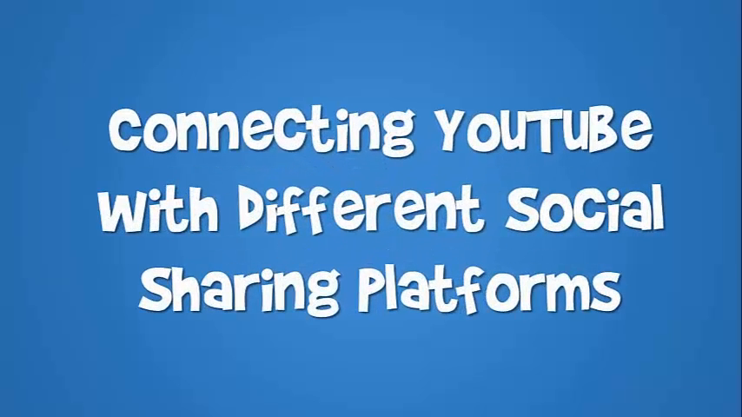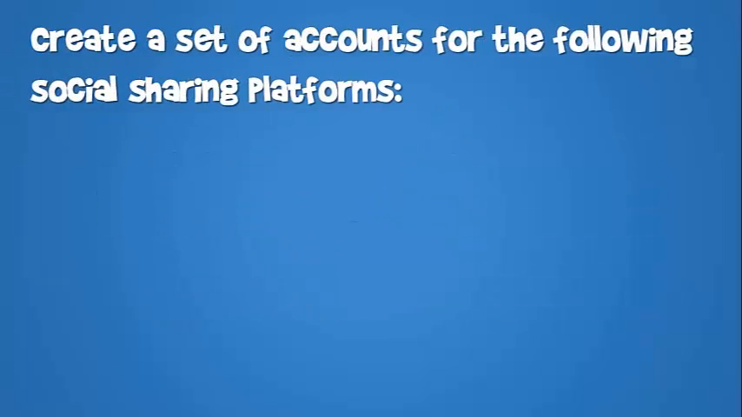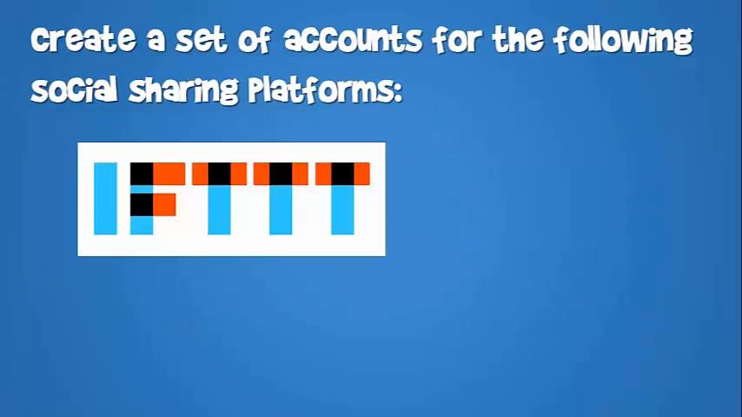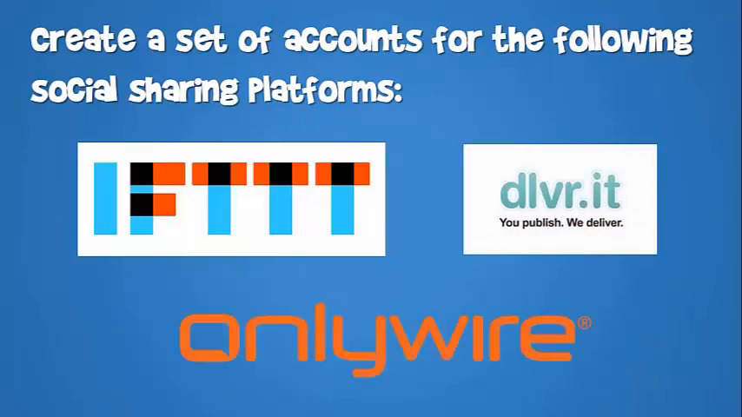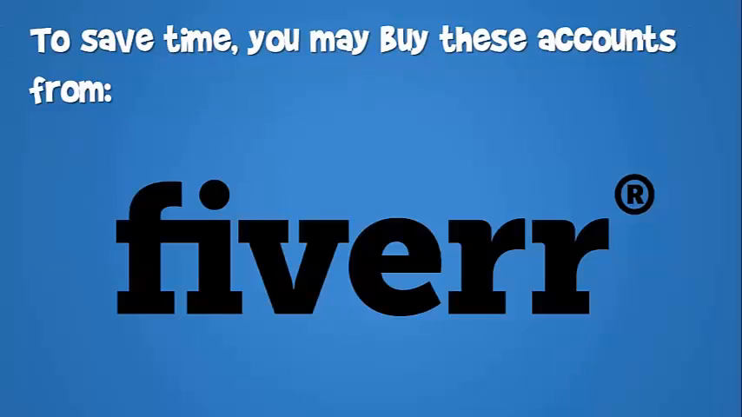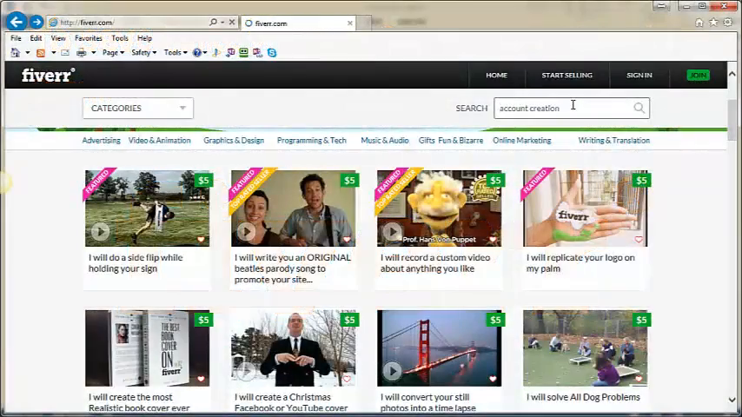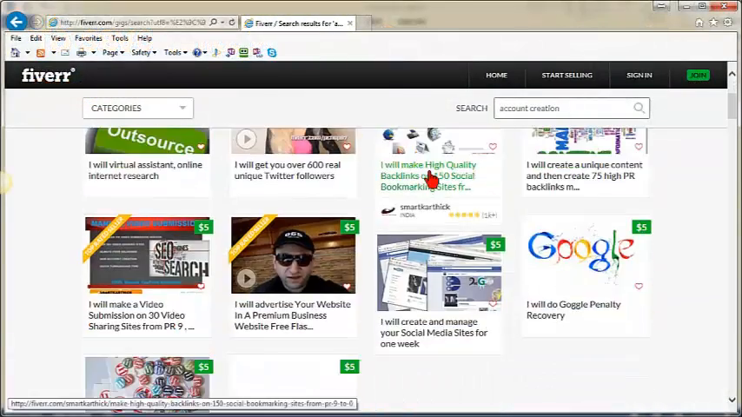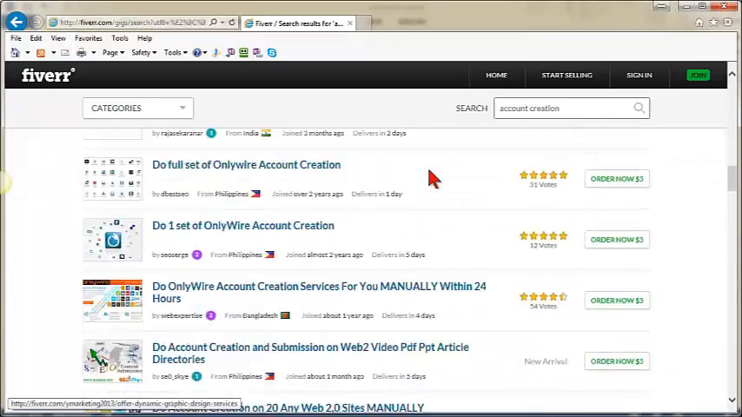Connecting your YouTube account to different social sharing platforms. Before we begin, please make sure you have a ready set of accounts for IFTTT, Deliverr, and OnlyWire. You can manually create these accounts on your end. However, these accounts can also be bought from Fiverr.com. Just do a search for account creation and you'll get a list of sellers.